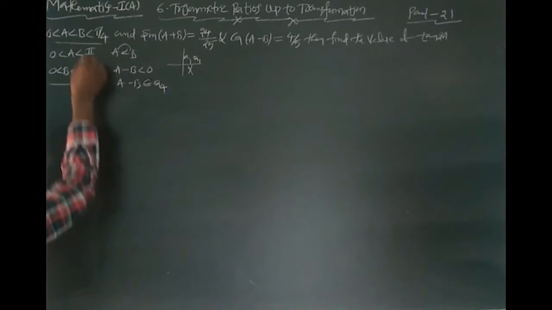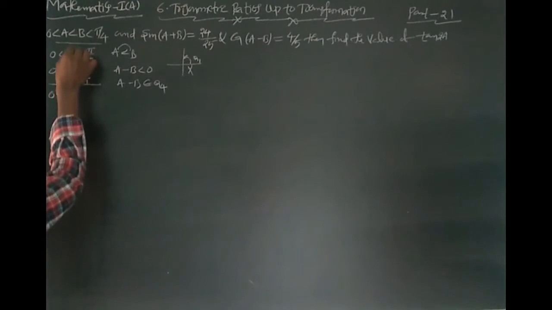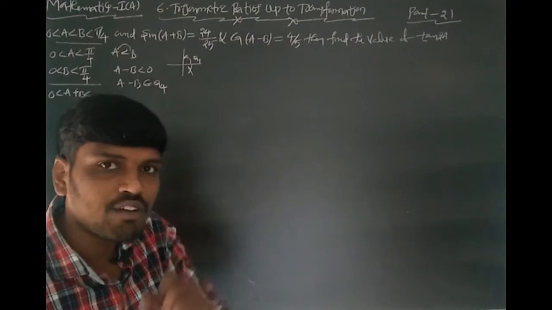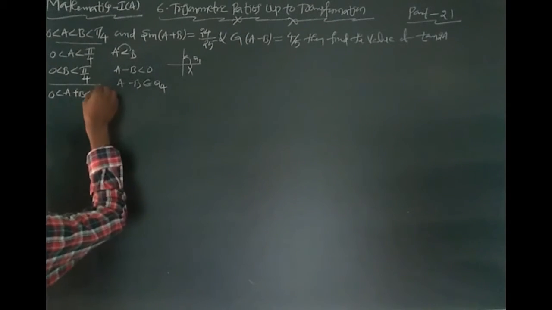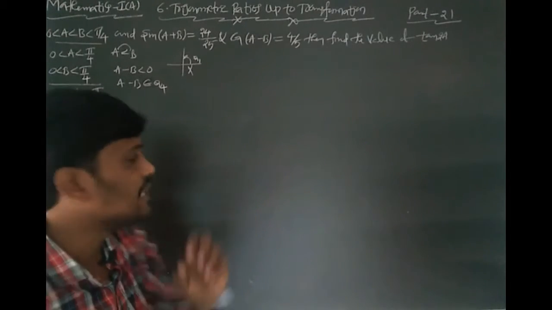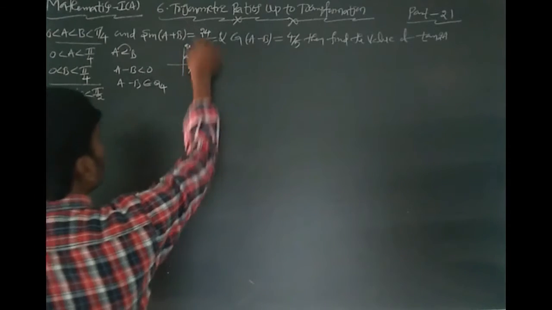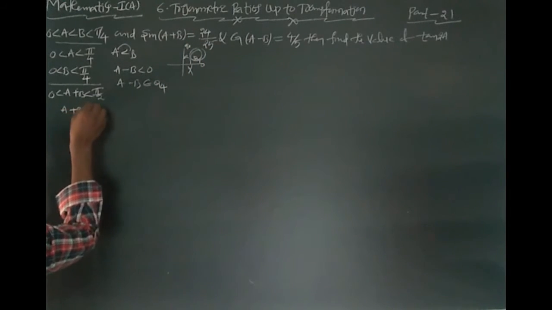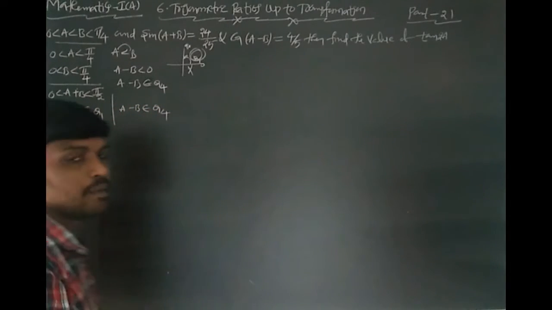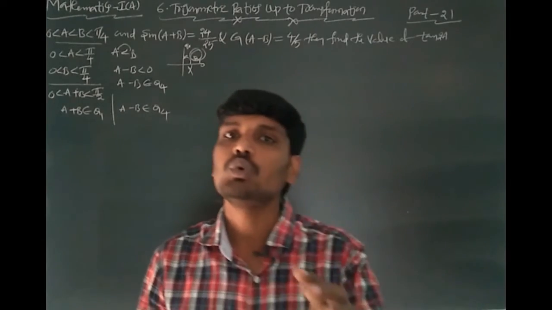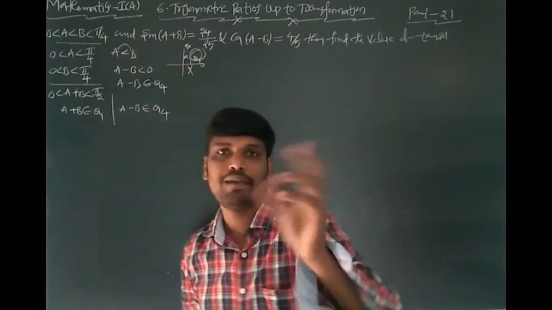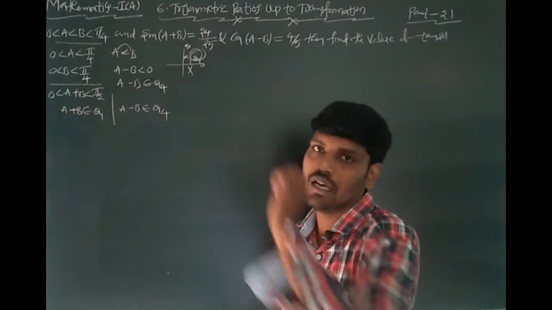Similarly, adding these two, 0 plus 0 is 0, and a plus b is pi by 4 plus pi by 4, which is 2 pi by 4, nothing but pi by 2. Pi by 2 is 90 degrees. So a plus b lies between 0 and 90, which is the first quadrant. That's why a plus b belongs to the first quadrant, and a minus b belongs to the fourth quadrant. Using this condition, you can find the quadrants of a plus b and a minus b.